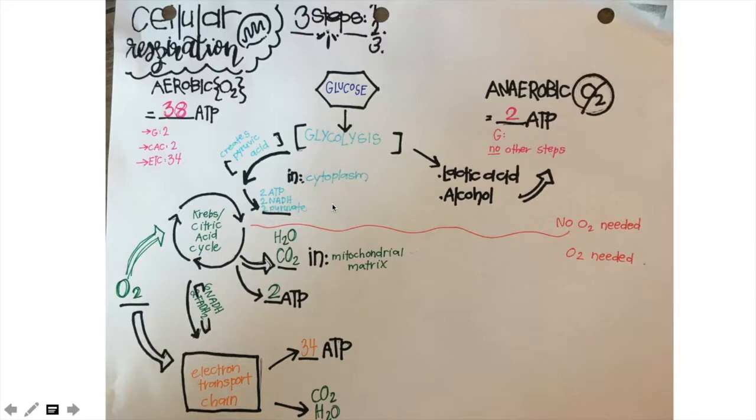So again, glucose comes in, glycolysis happens, creates pyruvic acid. If there's no oxygen, then it will create lactic acid and alcohol, and now we only have 2 ATP. But if we have oxygen, this pyruvic acid will go into our Krebs cycle, which makes more ATP and some byproducts, creates more energy precursors, which all of our energy precursors will eventually go into our electron transport chain to make 34 ATP and more byproducts.